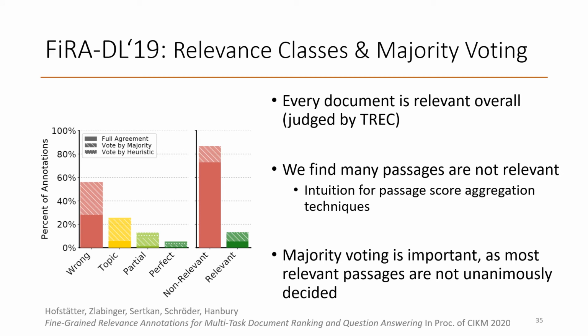I'd like to highlight some of our results here concerning different relevance classes and majority voting. Keep in mind that every document overall in this evaluation, as judged by TREC, is relevant at some point. And what we find is that many passages in those relevant documents are not relevant, which gives us new intuitions for passage score aggregation techniques. And here on the left, you can see that majority voting is important, especially if we look at the 4-level graded relevance, as most relevant passages are not unanimously decided and there is some ambiguity.